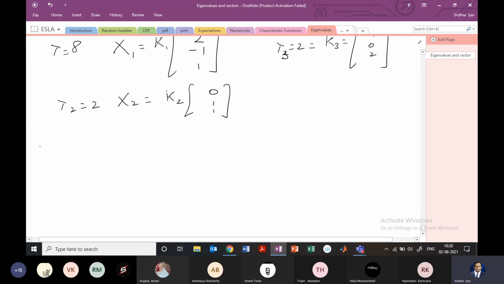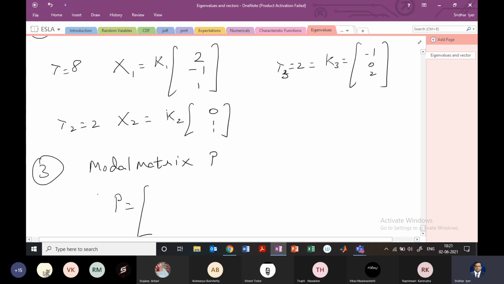In the third step, to diagonalize, we write the modal matrix P. And how do we write the modal matrix? The modal matrix P will just have the contents of the eigenvectors. So if you see, x1 is 2, negative 1 and 1. I'm looking at this matrix here, so I'm just going to write this vector here: 2, negative 1, 1.